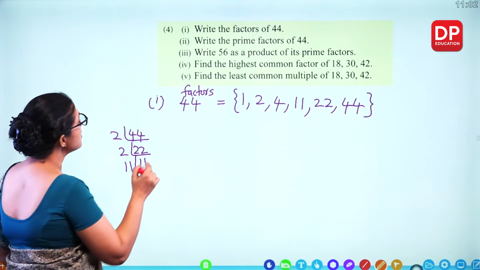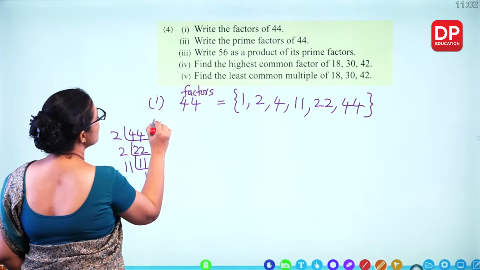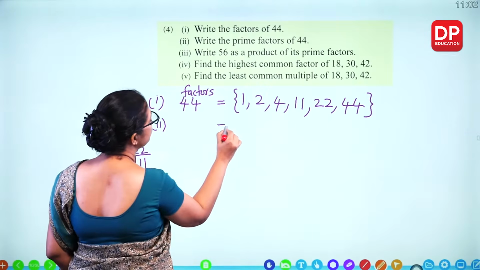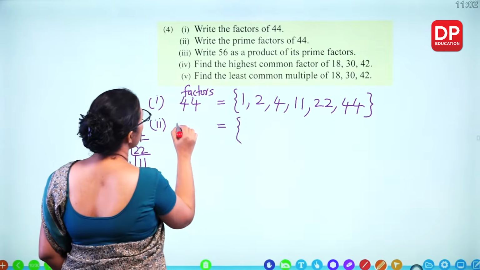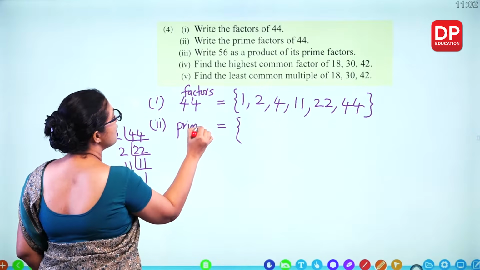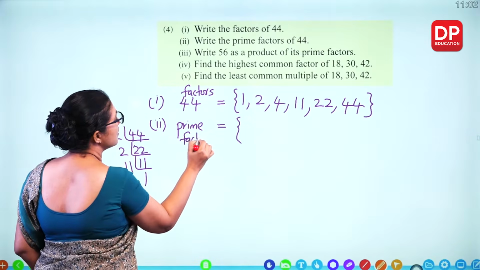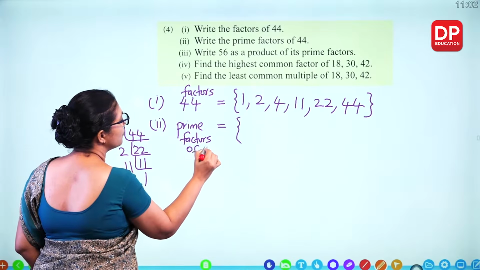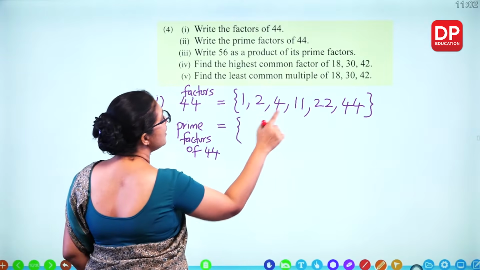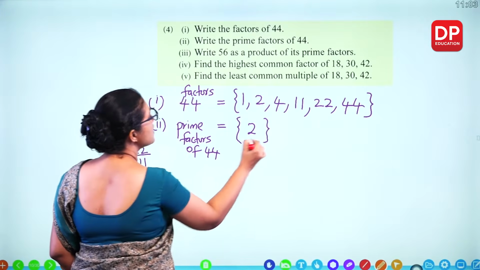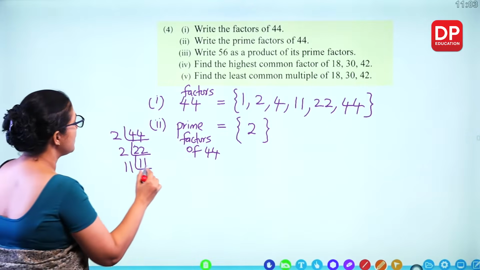Write the prime factors of 44. So what are the prime numbers there? Prime factors of 44. Only 2. 2 is a prime number. Third one.